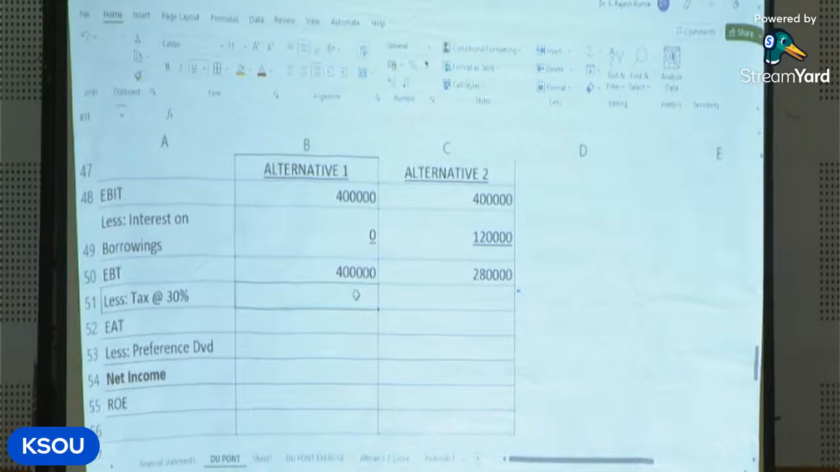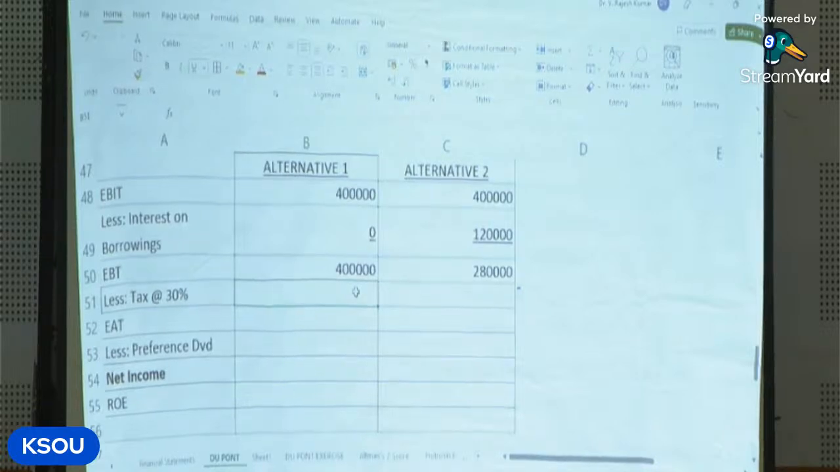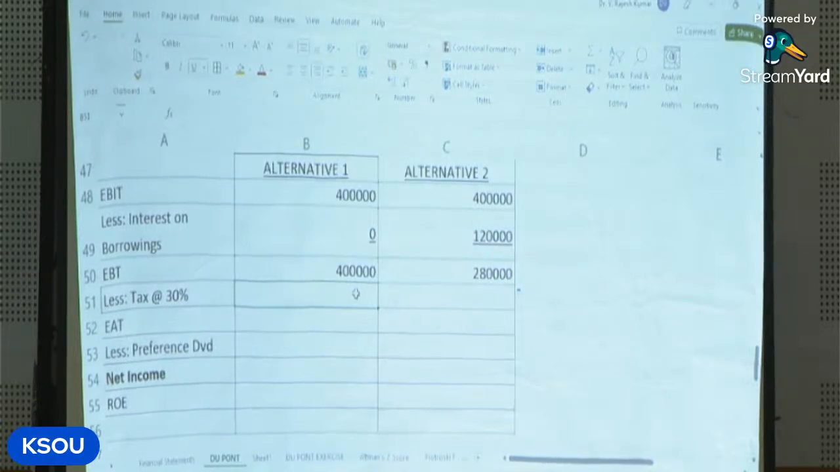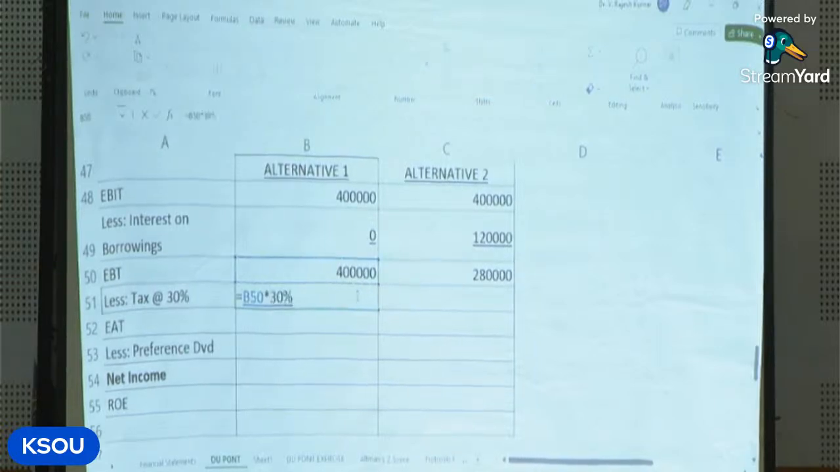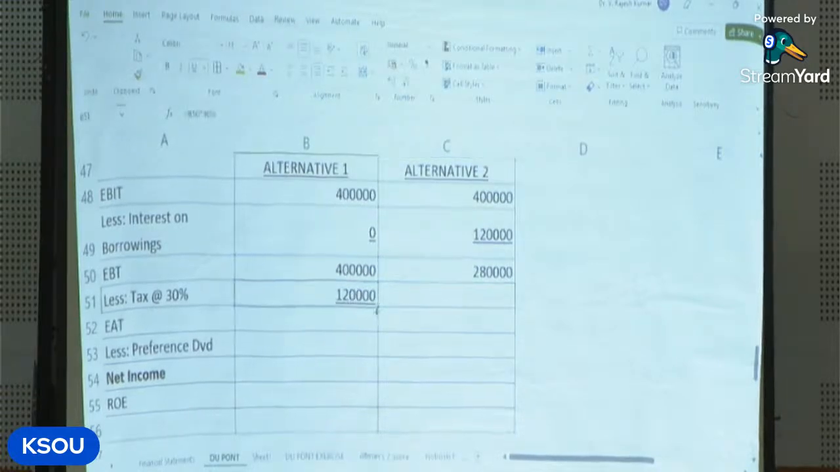Now, let's say tax is 30%. Presently, the tax rate is 25% for most of the companies, only a few it is still 30%, correct? So from now on, generally it is always better to say tax rate 25%. Okay, I've just taken 30, I'll mention the same. So 30% tax.